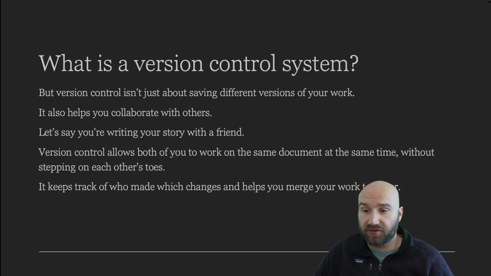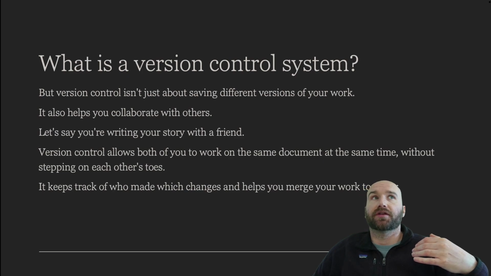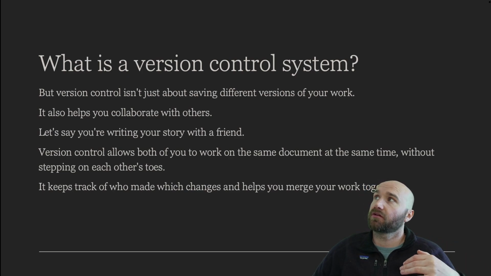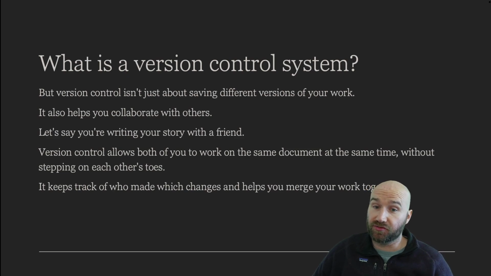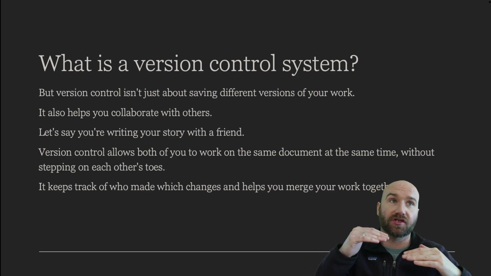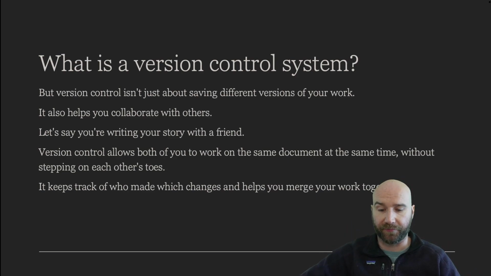But let's just say you're writing a story with a friend. Version control allows both of you to work on the same document without stepping on each other's toes, keeps track of the changes, and helps you merge your work together. Git, or typically just version control systems, will prevent you from overwriting someone's changes, because they're time-based changes.